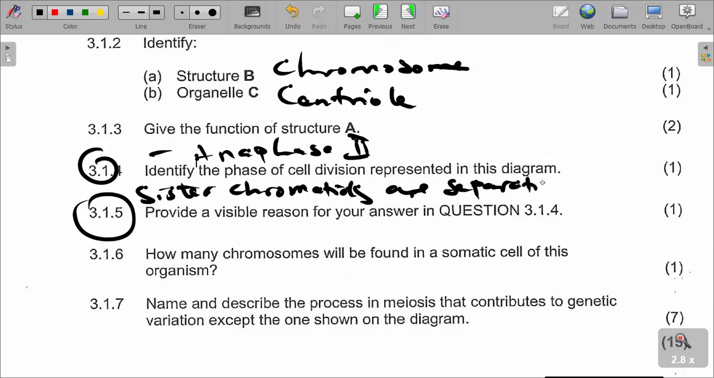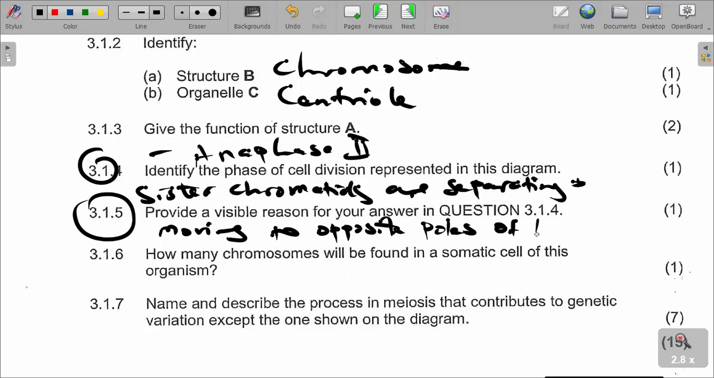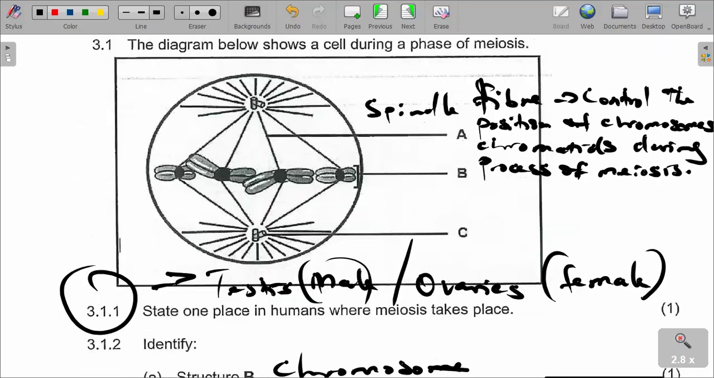Separating and moving. They are moving to opposite poles of the cell. At other times, someone can argue that it can also be metaphase, because we have got chromosomes that are aligned at the equator.